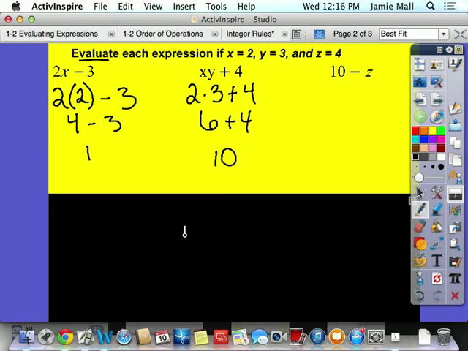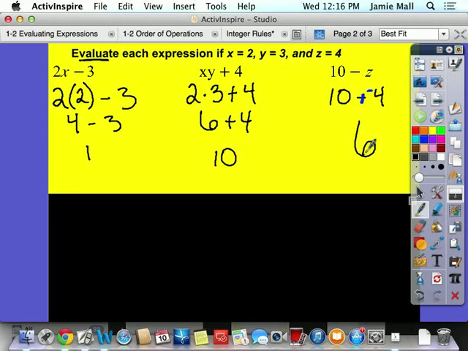And then finally, 10 minus z, 10 minus 4. I'm okay with you not changing this to 10 plus negative 4, but if you want to, that's always okay, because by definition, subtraction means adding the opposite, and 10 minus 4, it's one operation, so it's one step, gives us a value of 6.